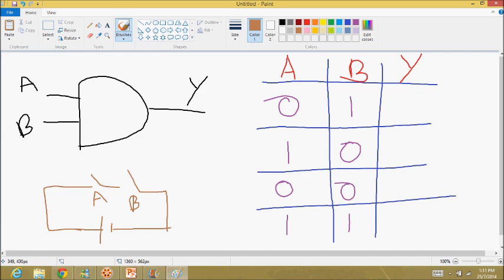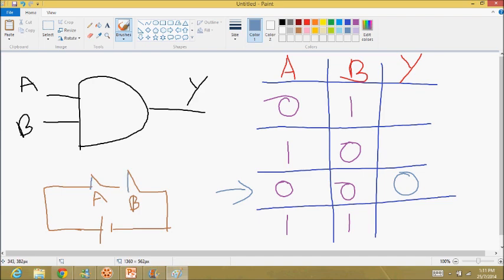Okay, now look at the current state. In the current state, both the switches are open. Both A and B are open. And it actually represents this fourth row right here, 0 and 0. And in this case, you'll notice that the circuit is open. No current is flowing through the circuit because there's no closed path. Therefore, the output will also be 0.